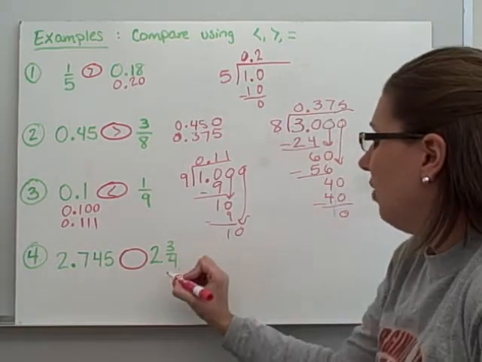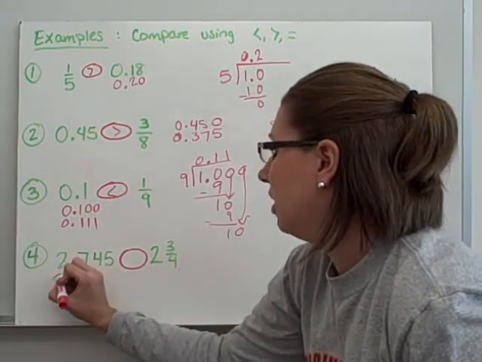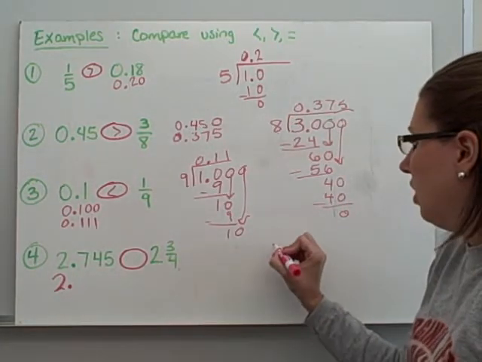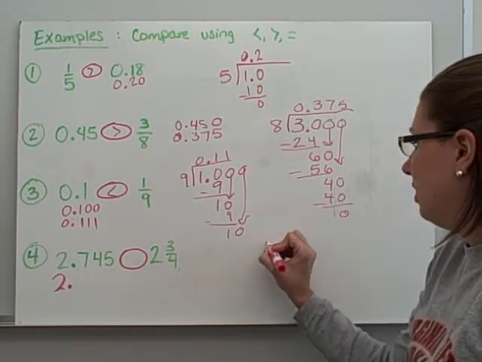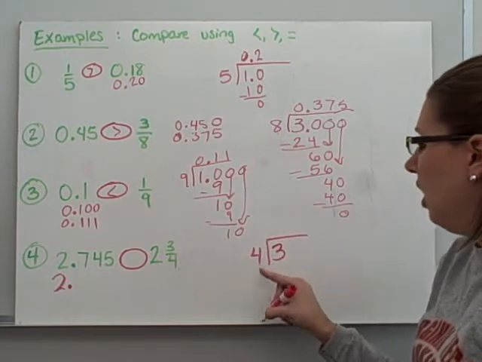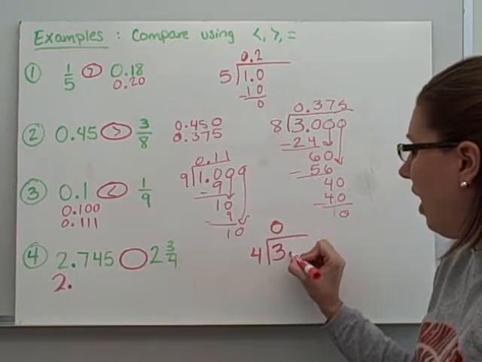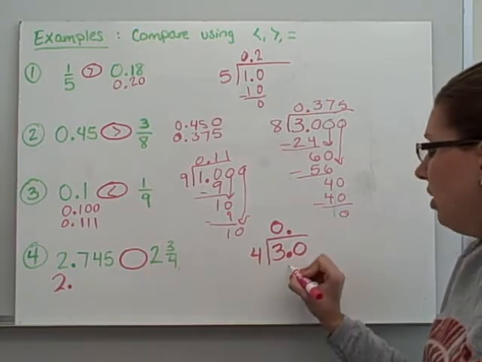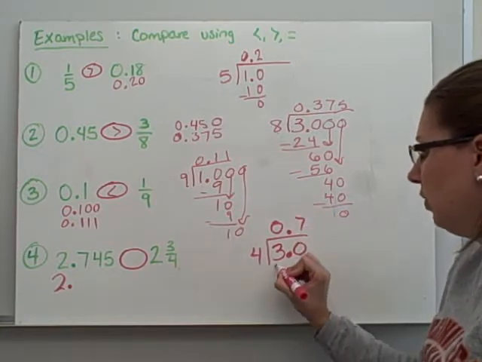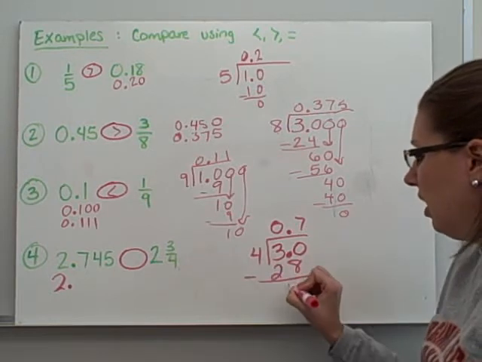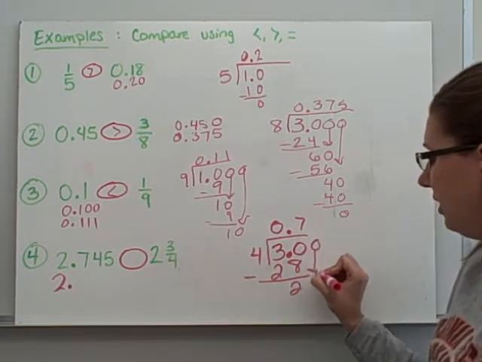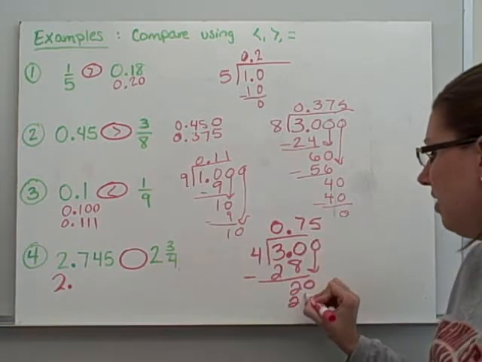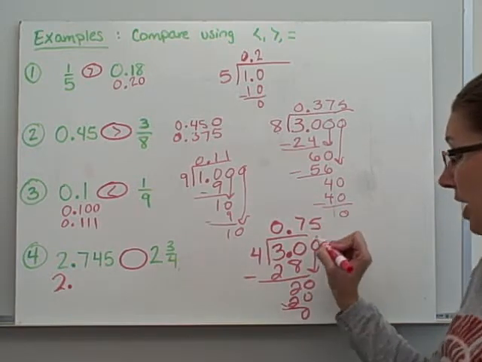So 2 3/4. Well, I know my whole number is going to be 2. Let's change my 3/4 to a decimal. That's 3 divided by 4. 4 cannot go into 3, so I have to add a decimal, bring it up, add a 0. 4 goes into 30 7 times. 7 times 4 is 28. I'm left with 2. Add a 0, bring it down, left with 20. 4 goes into 20 5 times exactly with no remainder.